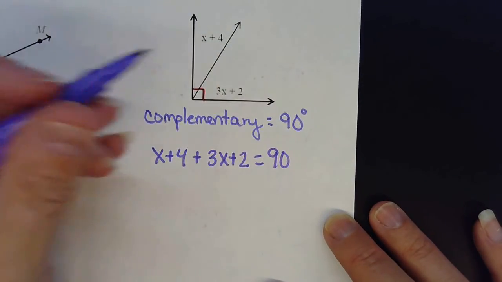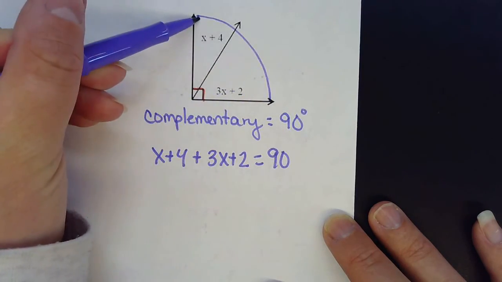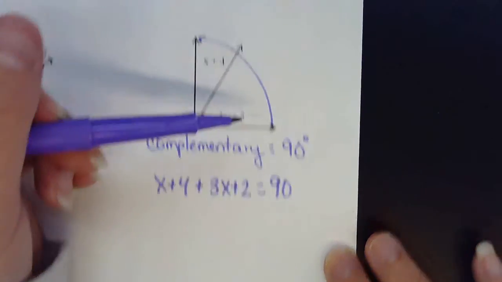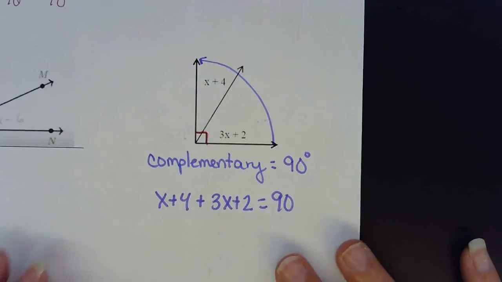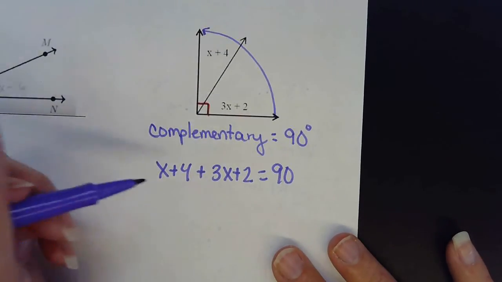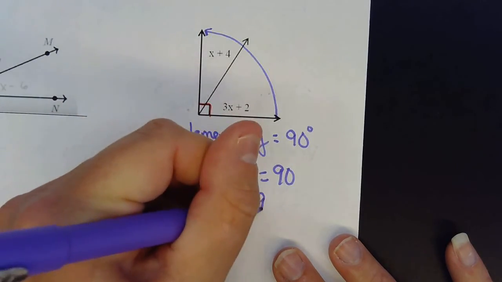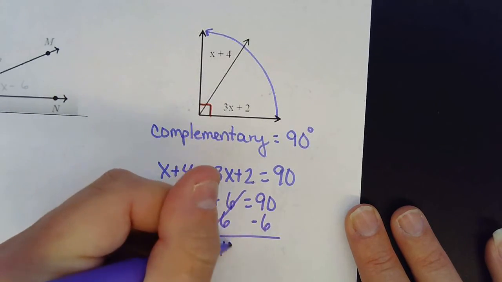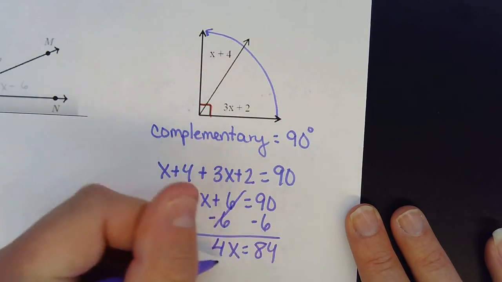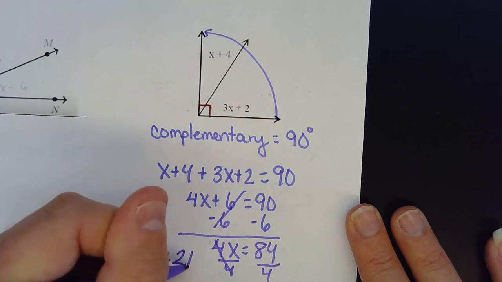And if you get confused and you don't remember, see how this angle from here to here doesn't open up as much as this one does. This one opens up all the way. Think about that protractor. Combine like terms, you get 4x plus 6 equals 90. Subtract 6. 4x equals 84. This one works out nice. And you get x to equal 21.